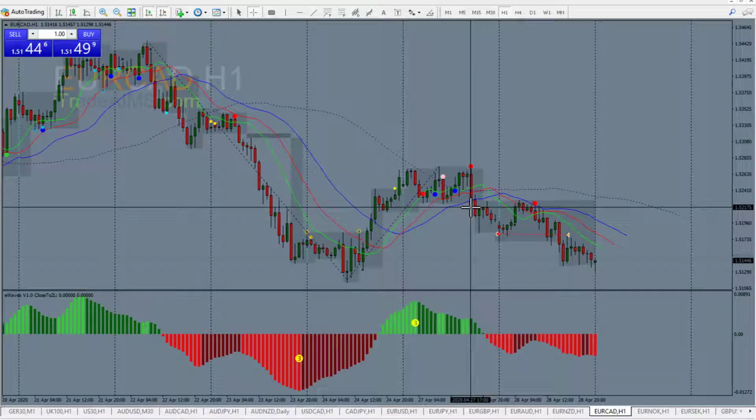So original entry was here. I don't know where that is. I need to plot that. That entry was exited here as well. I think ideally I should have stayed in both. But this is a sort of a setup as well.